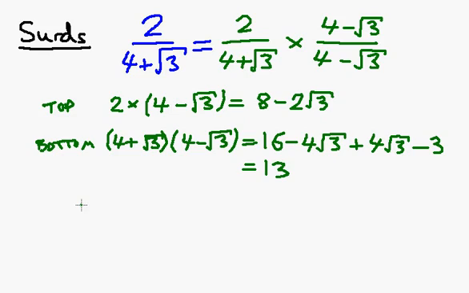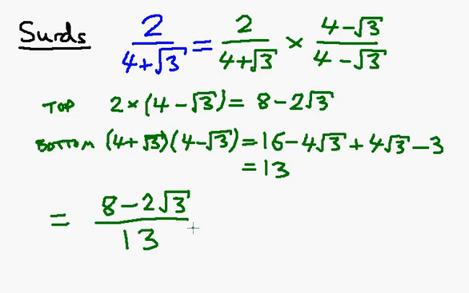Okay, so what I'm eventually going to get then, my final answer, is 8 minus 2 root 3 on the top of the fraction and 13 on the bottom. Okay, which you can then write as 8 over 13 take away 2 over 13 root 3.